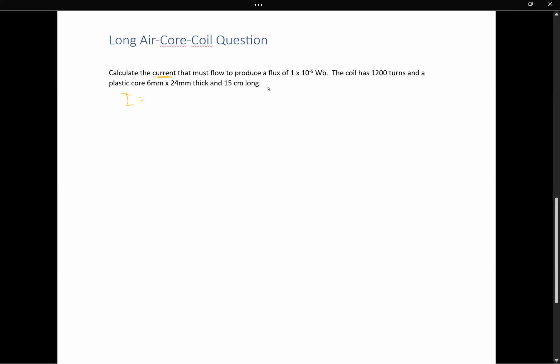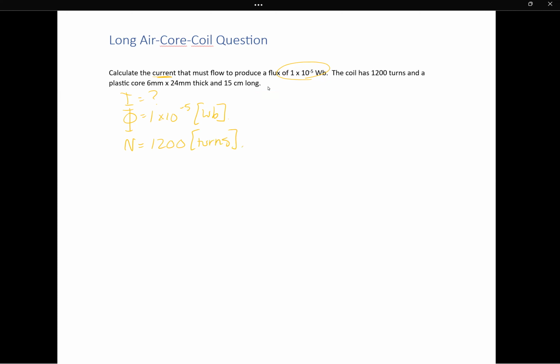So I equals question mark to produce a flux. Our flux is known, 1 times 10 to the negative 5 Weber of magnetic flux, and it has N equals 1200 turns, which is not an official SI unit, but it's very handy to write it down as if it were one. And it has a plastic core that has a cross-sectional area of 6 by 24 millimeters squared, and it has a mean path length of 15 centimeters.